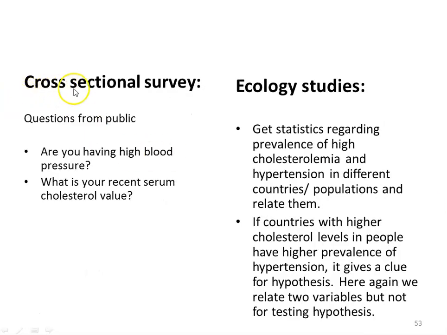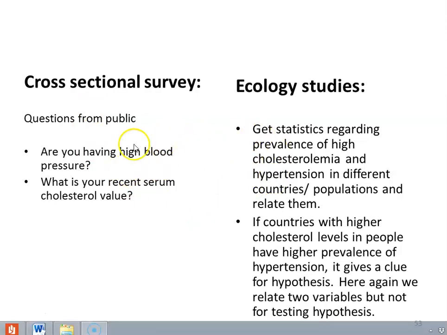And next is the comparison of cross-sectional survey. Because I compared it with the analytical study designs, I will now want to compare with ecological studies because they both are similar in one aspect. Here we take individuals and we ask them for their exposures and their outcomes, and here we take groups, that is populations. We have already got the statistics regarding their exposures and their disease outcomes.